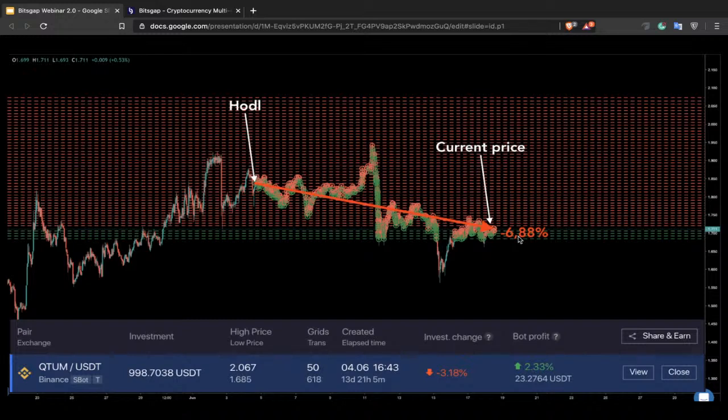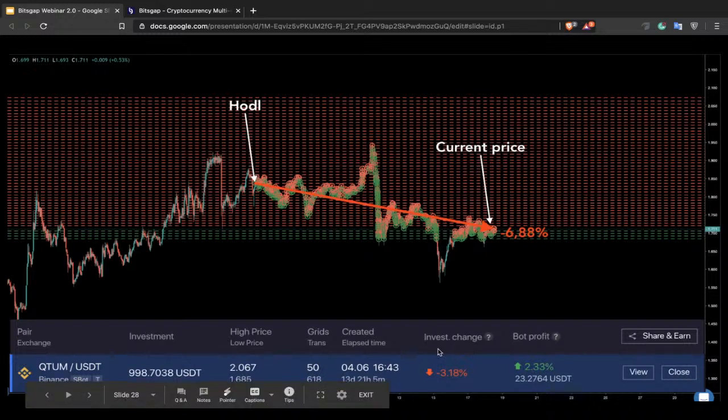So that's what we call hedging. That's what we call loss minimization, because we have the bot profit which offsets the negative value change in this case. So that's the idea of what makes up the investment change and how it is used with the bot profit.